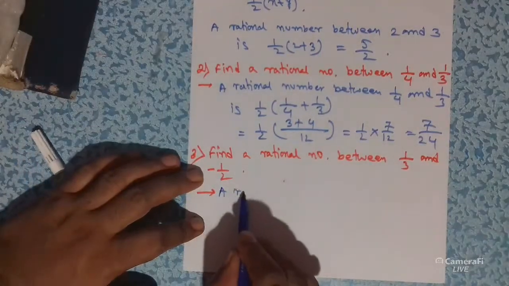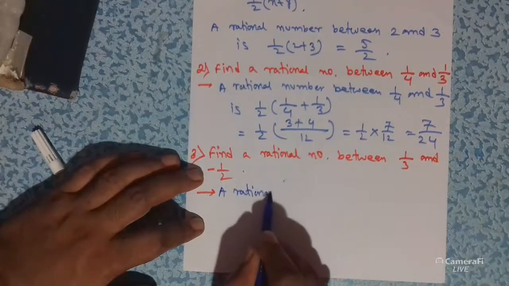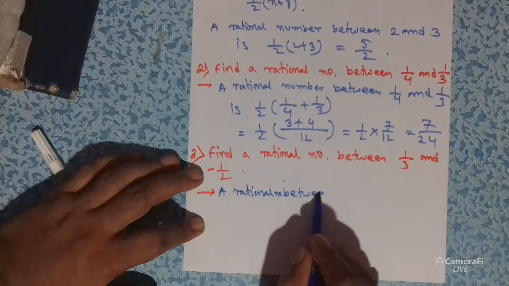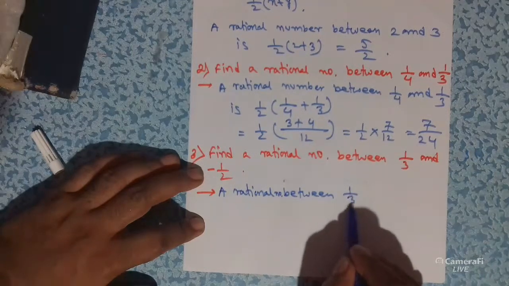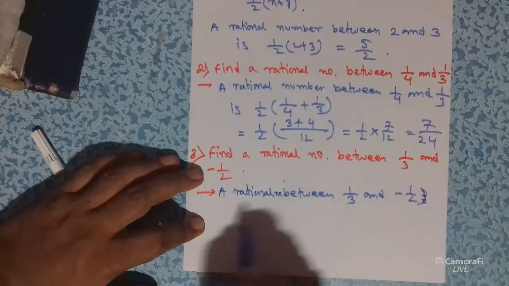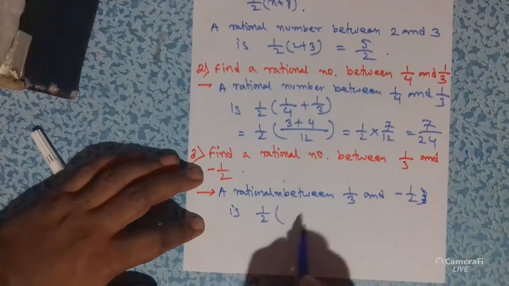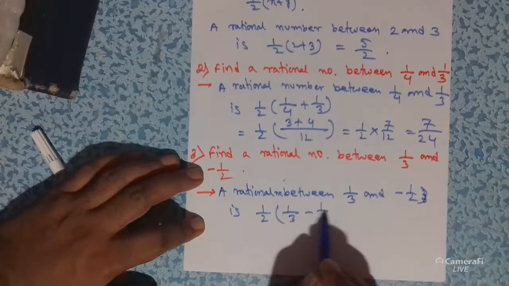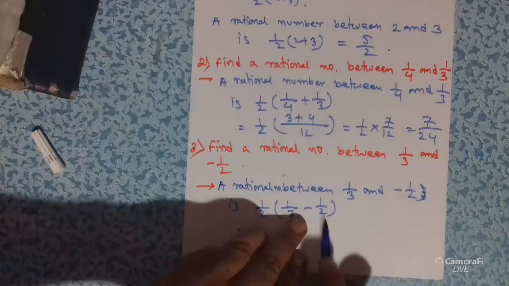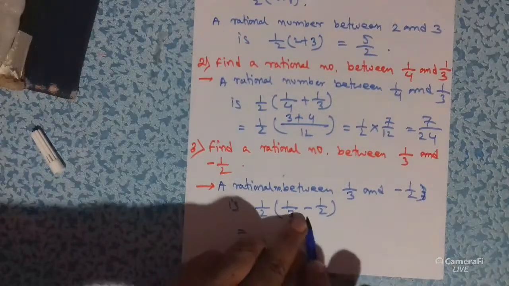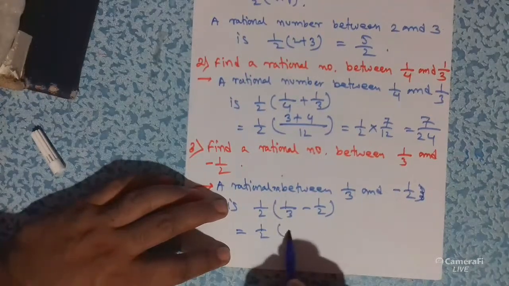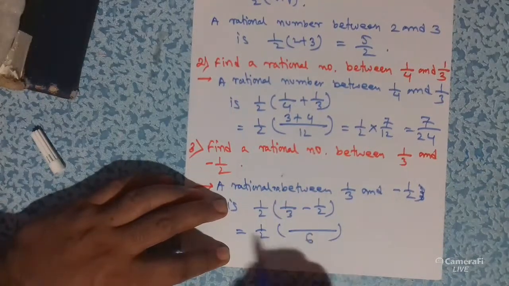So a rational number between 1 by 3 and minus 1 by 2 is half of 1 by 3 minus 1 by 2. Okay, it should be plus of minus half, but plus minus minus, that is why I am writing minus. So half of, now calculate it, LCM of 3 and 2 is 6.